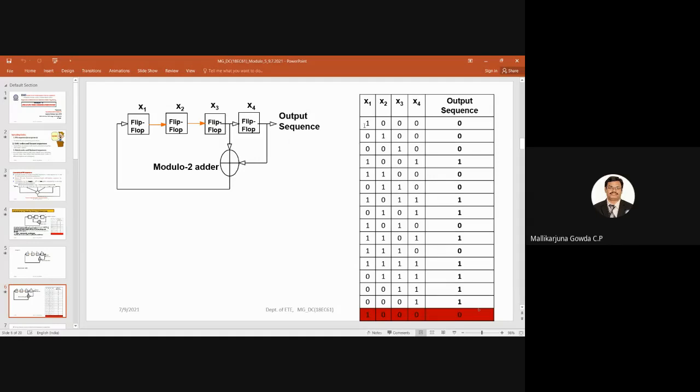Okay, so with the initial state as 1 triple 0, this is what the output sequence is. That is 0 0 0 1 0 0 1 1 0 1 0 1 1 1 1.